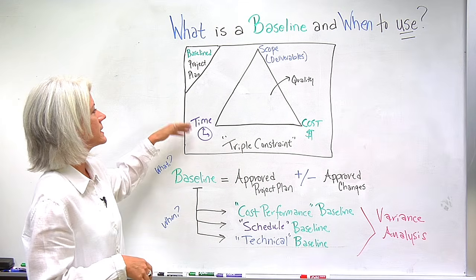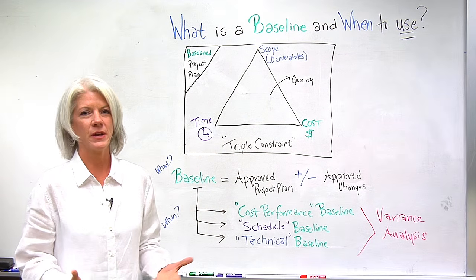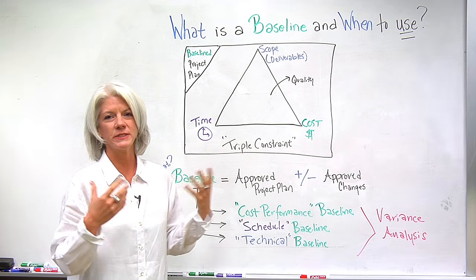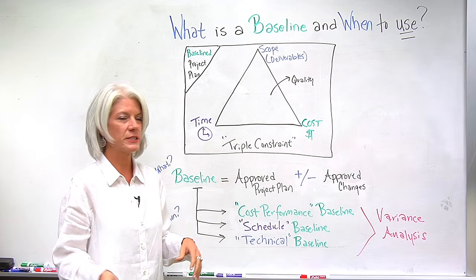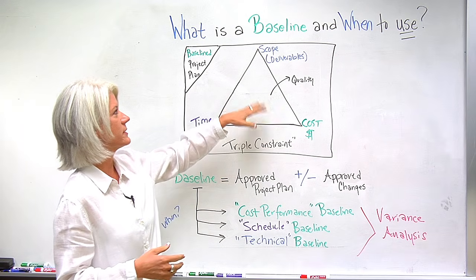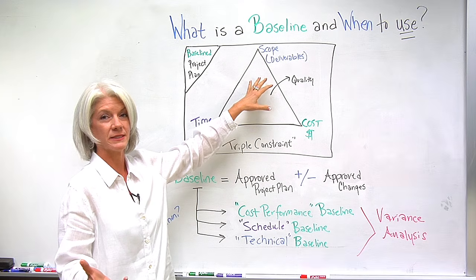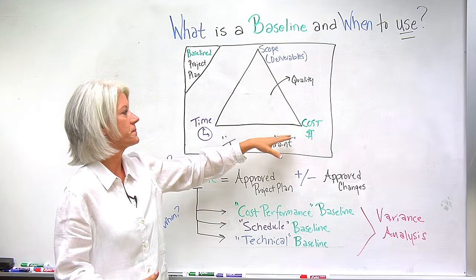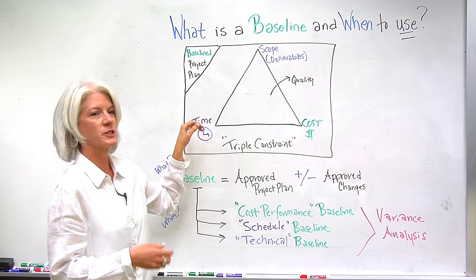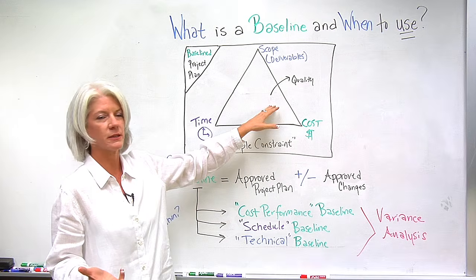So what is it? If we look at the triple constraint of a project, and if you're not sure what that is, you can Google it or reference it. One of the references is the PMI, the Project Management Institute body of knowledge. The triple constraint has to do with the scope of the project, which is the deliverables, what we are producing. It talks about the budget for the project. It talks about time, in essence the schedule for the project, and the quality components.